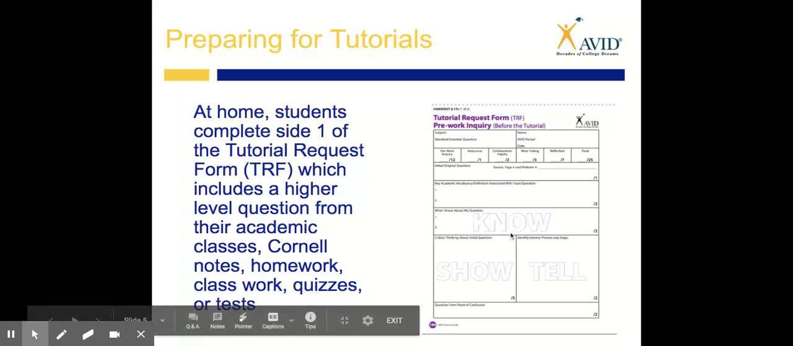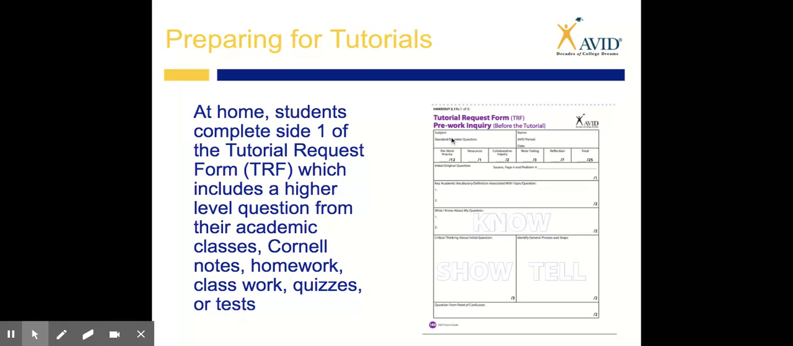The only difference is that right here where you see the words know, show, and tell, those are not actually on the sheets. We'll get to that in a little bit, though, the reason why those words are there. So you'll see up here, and you may have to zoom in a little bit. Subject, this right here is where you would write whatever class you're doing this for. Math 1, Math 2 honors, Earth and Environmental honors, right?